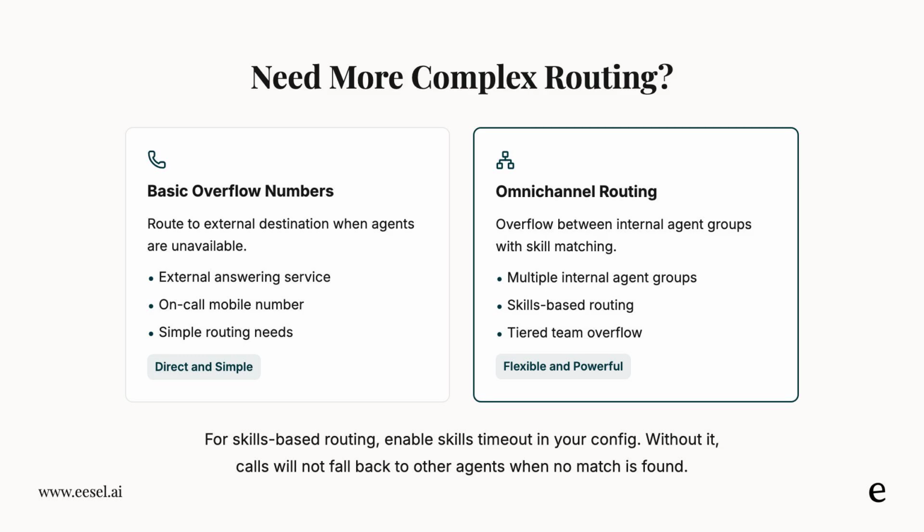For teams with multiple internal agent groups, omnichannel routing lets you overflow between groups based on skills and availability. Enable skills timeout in your configuration. Otherwise, calls will not fall back to other agents when no skilled match is found.